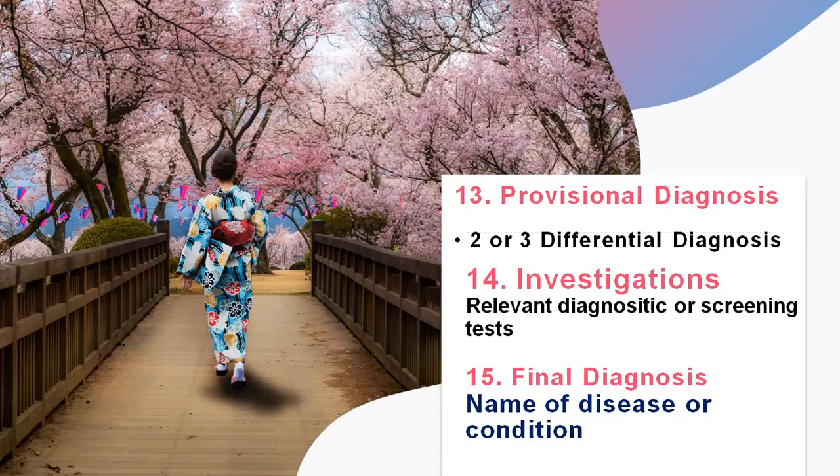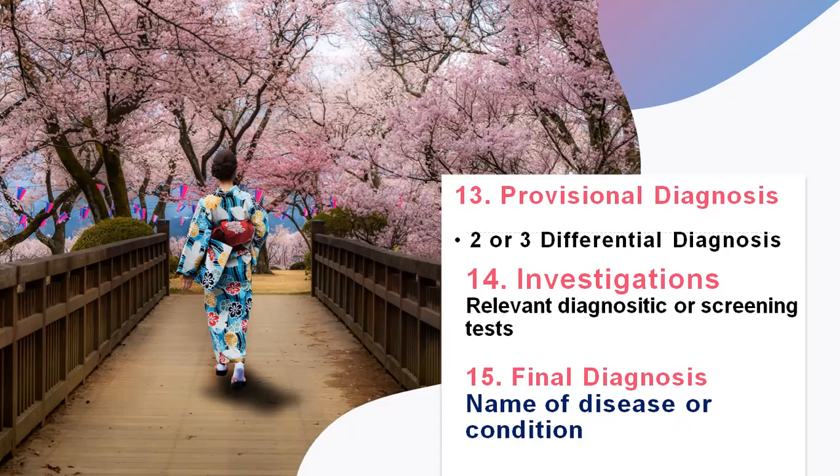Then after these tests, we can come to the final diagnosis. So you should write down name of the disease or condition. Don't write the name, age, sex, and residence and complaints, and then comes the diagnosis. That should not be there. Suppose you have an ANC case, so the diagnosis should be antenatal case with complication or without complication. Or if you are having a PNC case, you should write down postnatal case.